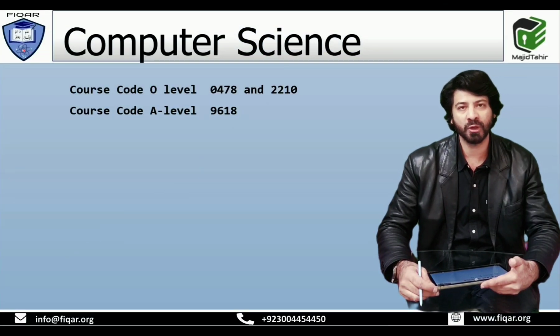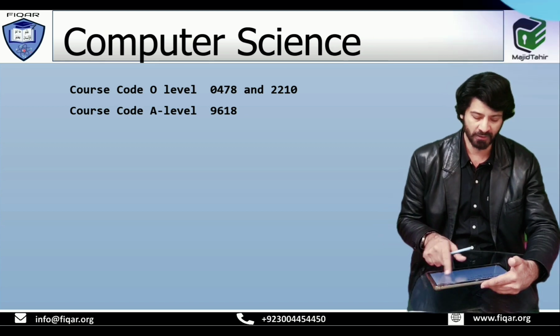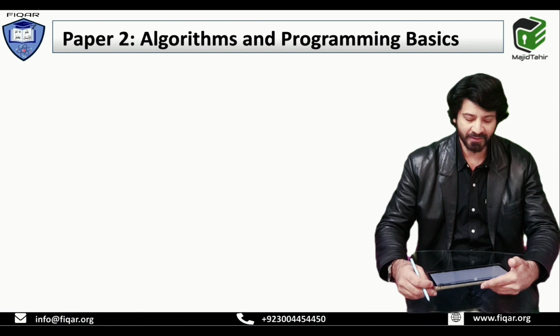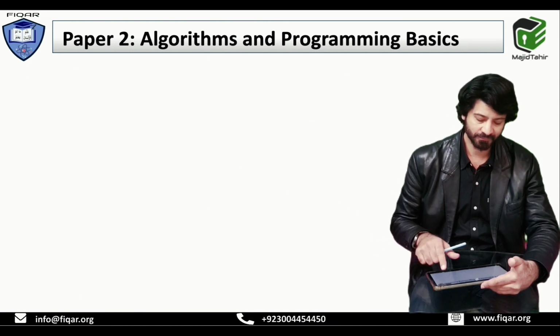What we are doing today is computer science. Course code for O levels is 0478 IGCSE and O levels 2210 for Cambridge. The topic that we are doing is the same topic in A levels also, and the course code is 9618. Let's start the topic. Paper 2, Algorithm in Programming Basics.